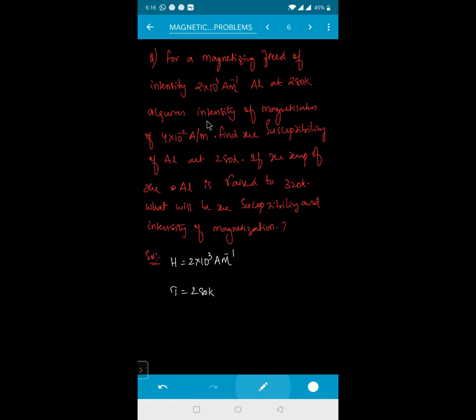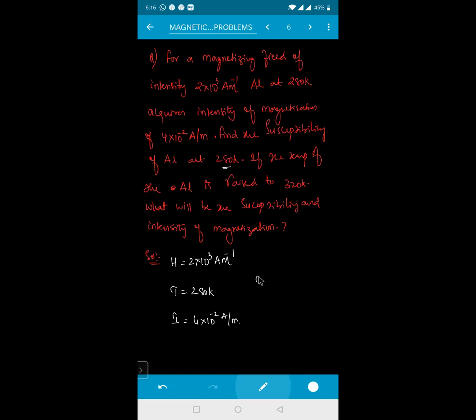Then what has been given? Intensity of magnetization, which means I. The I value is equal to 4 into 10 to the power of -2 ampere per meter. Find the susceptibility of aluminum at 280 Kelvin.